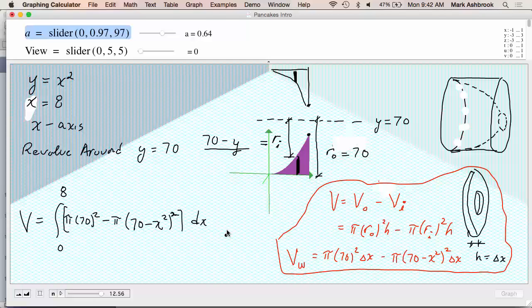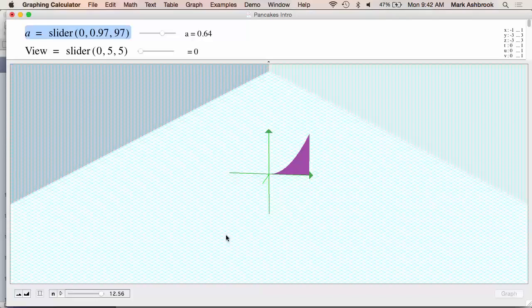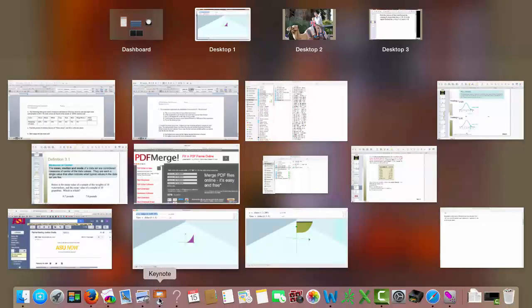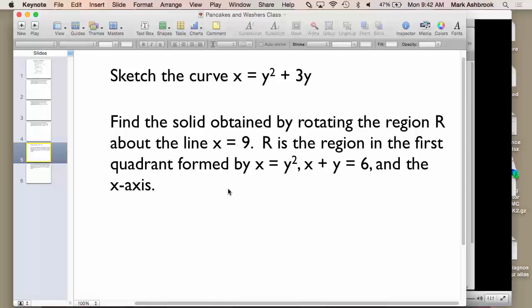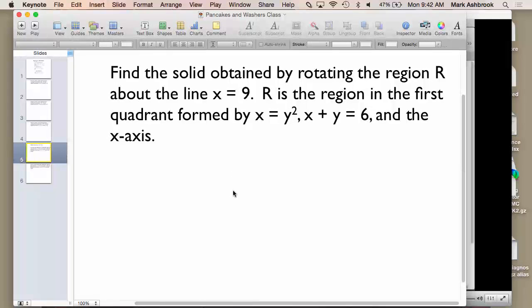Questions? Questions about the setup? Okay, your turn to work on one. Okay, go. See if you can make progress in about 4 minutes.